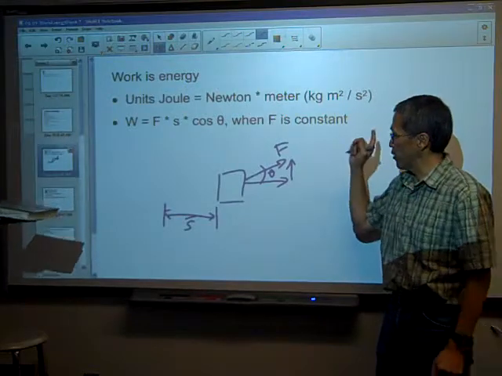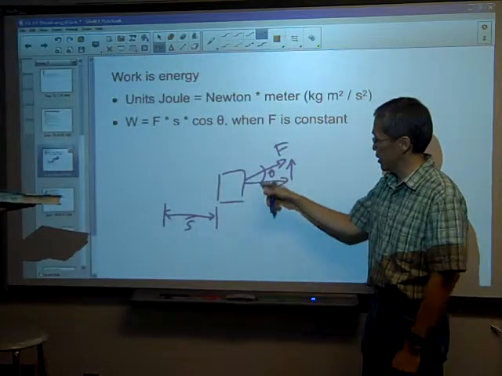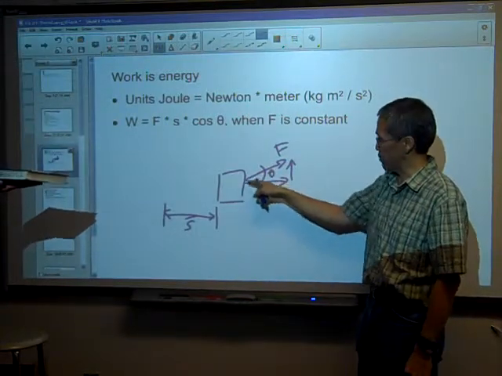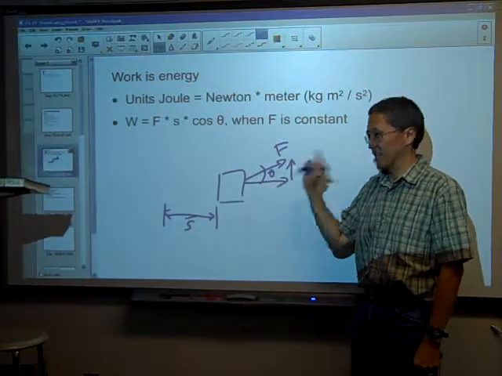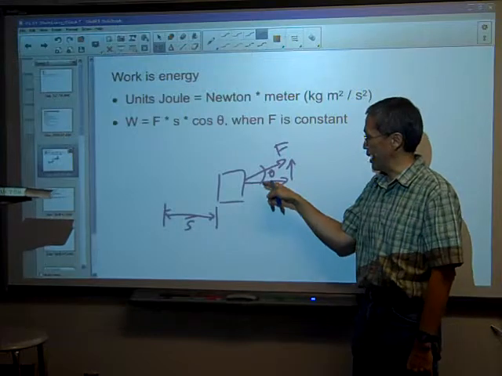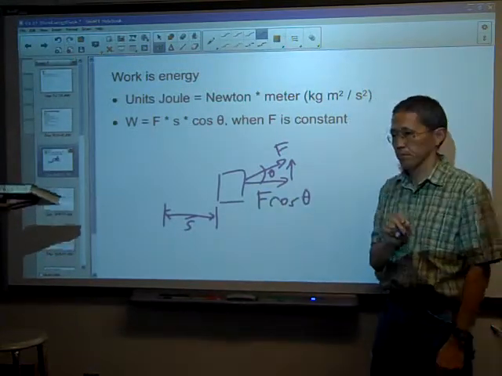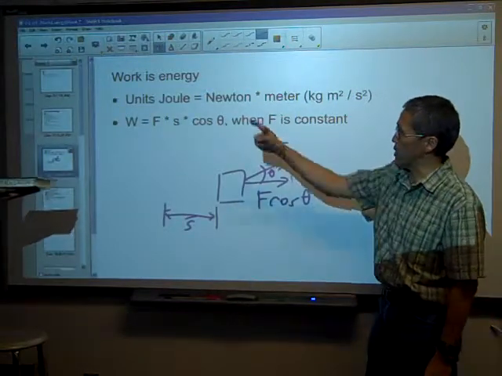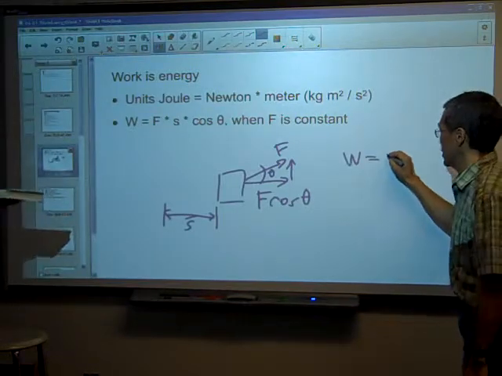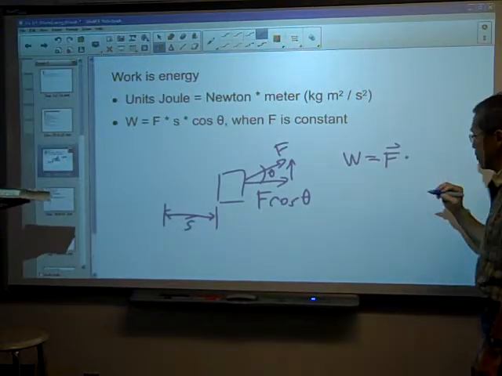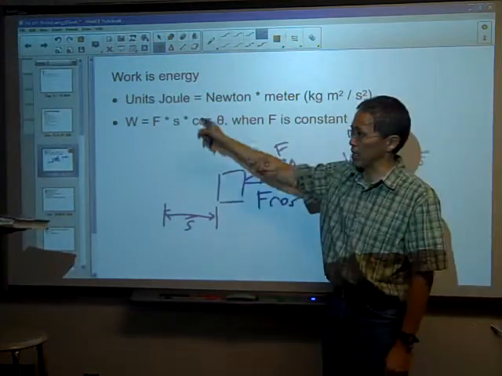All right. And why is it the cosine theta? Well, if we look at this triangle here, then we realize that this component of my force must be the parallel component, and that is just F cosine theta. The other way you can look at this is if you were doing it vectorially, we could say that the work is the force dot product the s. And that mathematically turns out to be the same thing.